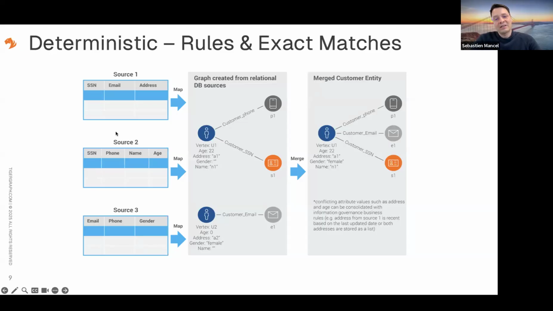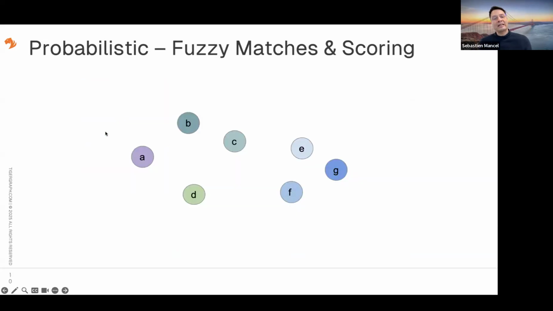So deterministic matching gives us a solid foundation for identity resolution, but it's limited to exact field matches. And it struggles with typos, variations, and partial overlaps. And that's where probabilistic matching comes in. Real-world data is messy. People move, they change email addresses, they use multiple phone numbers, and data entry mistakes happen constantly. So deterministic rules just can't keep up with that kind of variability. And that's where probabilistic matching becomes essential.